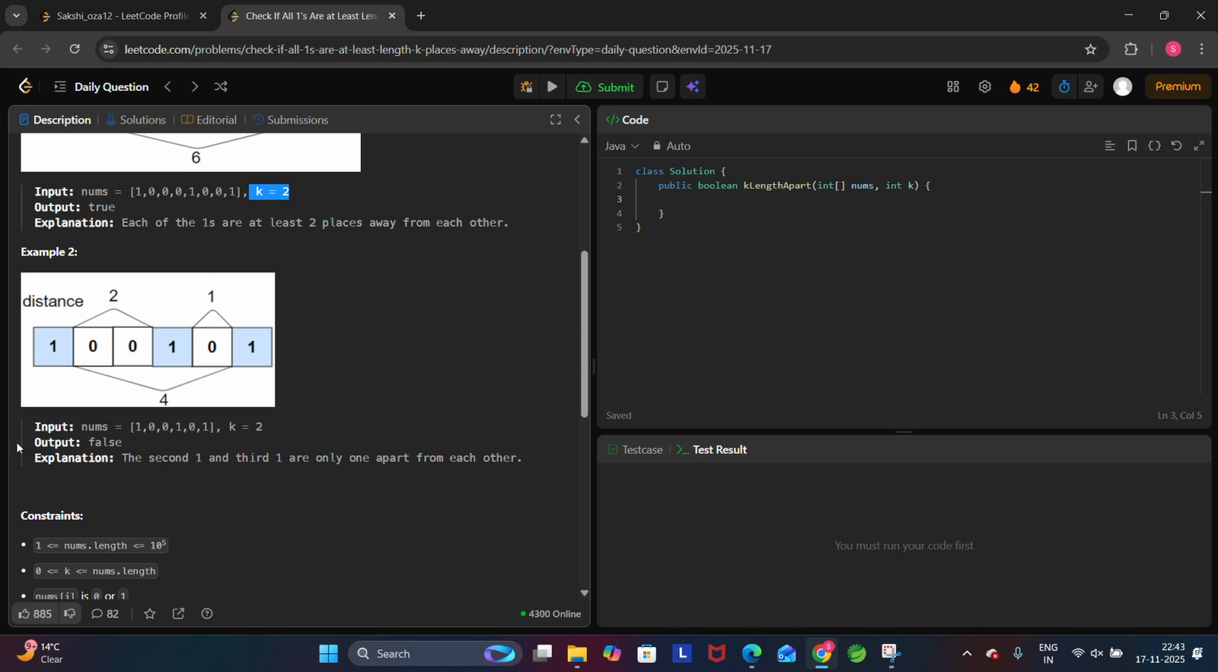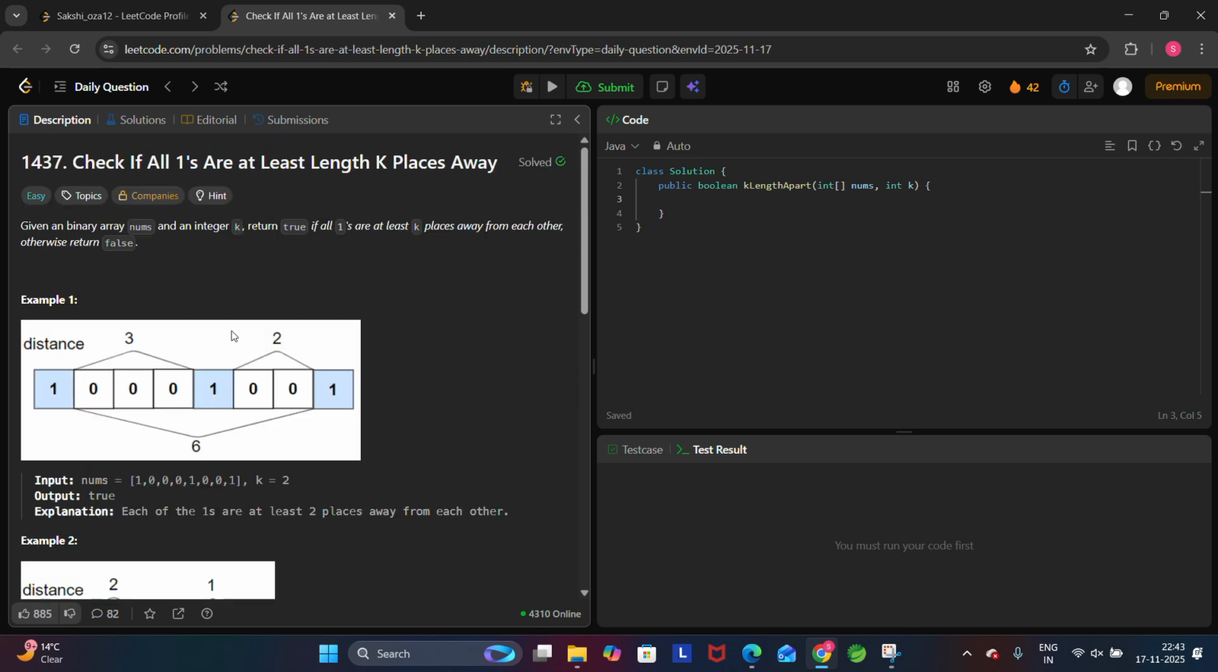Now if we look at the second example, there is a nums 1 0 0 1 0 1. So two of the ones are separated by two zeros, and one pair is separated by only one zero, which is less than 2. So here it is becoming false. So this way we have to do it. I'll first write down the code and then I'll explain the code. The code is very easy to understand.